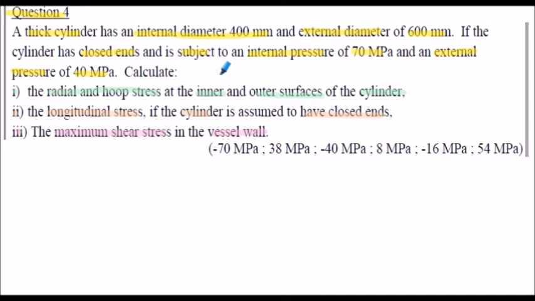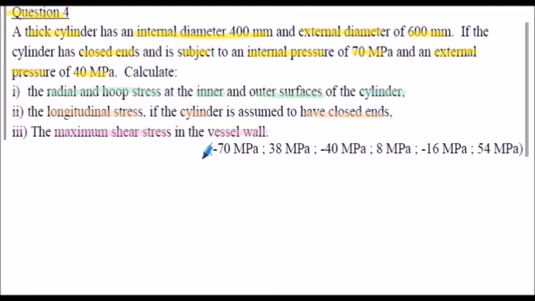We actually have a value for the radial stress at the outside surface. So we'll be able to determine our constants A and B, and so our Lamé equations, and then we can calculate the radial and hoop stress as required in part 1. Part 2 wants us to calculate longitudinal stress, and we have an equation for longitudinal stress in our formula sheets. And then part 3 wants to calculate the maximum shear stress in the vessel wall, and again that will occur at the bore, and we have an equation for calculating the maximum shear stress.